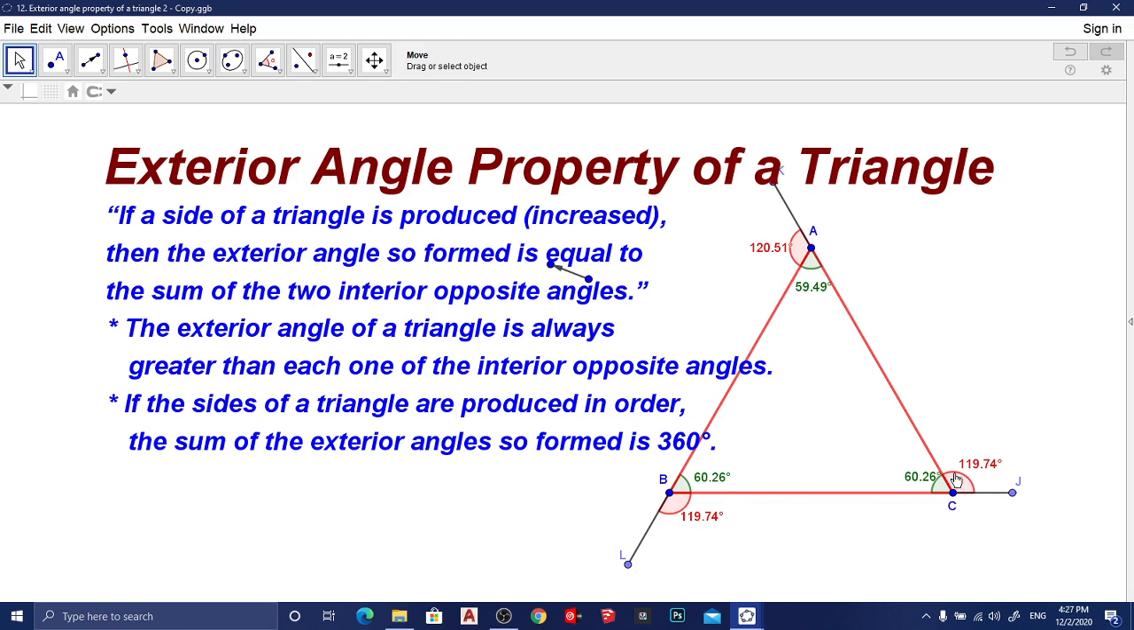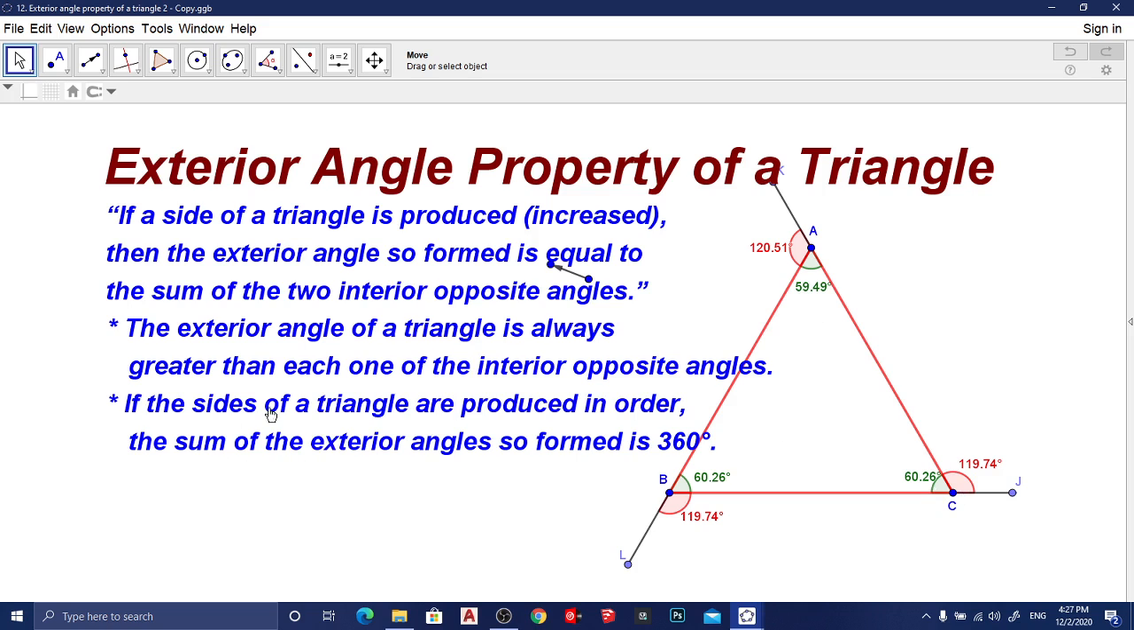If you observe here, the exterior angle formed is always greater than each of the opposite two interior angles. That's natural, because by adding these two only you are getting this one. The sum of these two only you are getting this one. That's why the opposite interior angles are always less than this exterior angle.